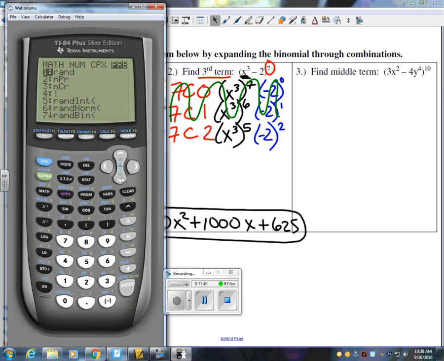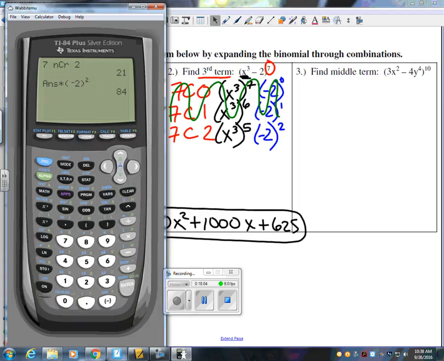Well, you don't have to, 1 doesn't matter, so you can skip that. Yep, 7 choose 2. There's no big number right here, so you don't have to worry about it. Times -2, that has to be in parentheses. -2 to the second, times -2 to the second. What you got? 84.